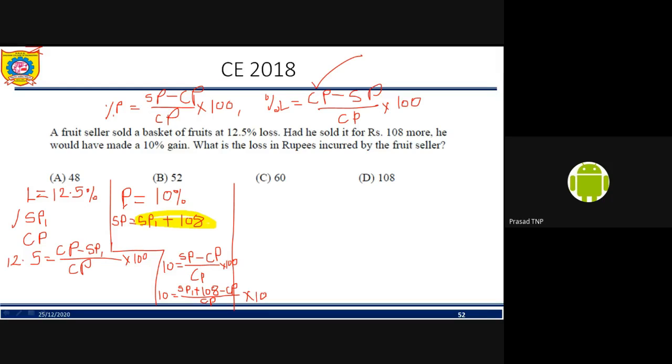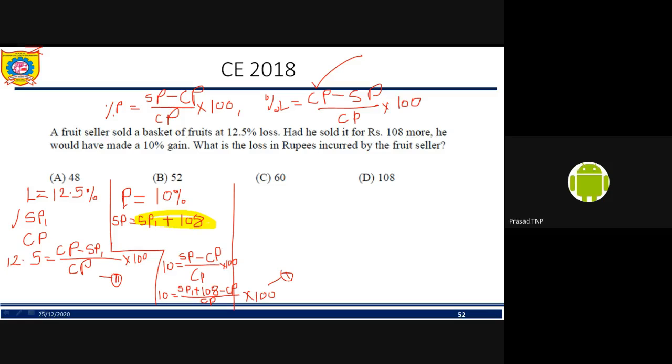So this is one equation, right? And in the loss case we got one equation. Here you can check there are two unknowns, CP and SP1. If you solve these two equations, easily we'll get the values of CP, cost price, and selling price 1. If you get these two values, then automatically we can get the loss in rupees. Means we have to solve this. So this is a computation, we have to solve this completely.